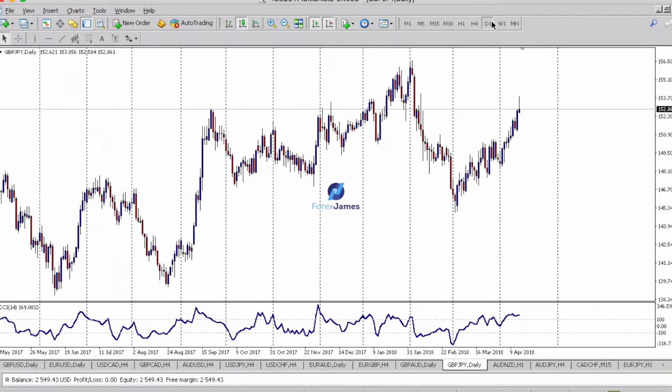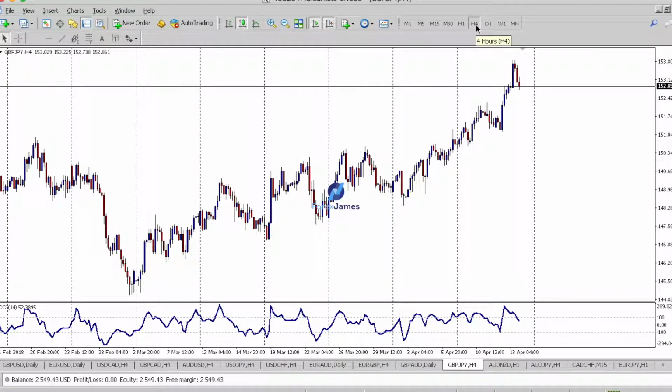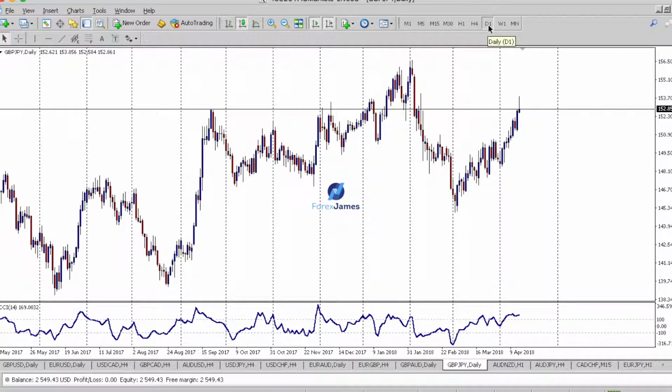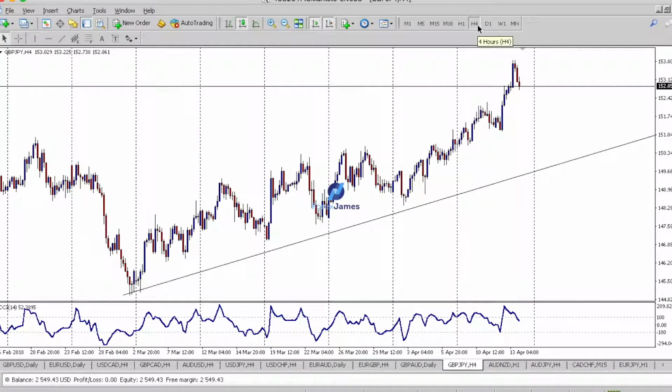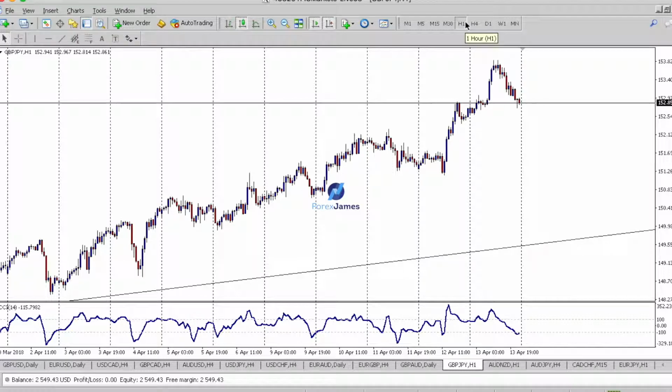Pound yen. Okay. Really strong move up, but it's quite about time. It shows some sort of pullback. So the steeper the trend is, guys, price has to return. That's my point. So in this case, I'm going to be looking for shorts.